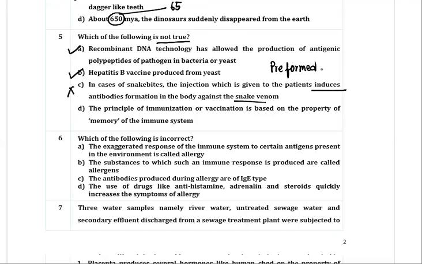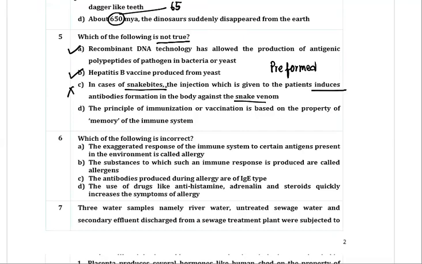If you remember, there was passive immunity and active immunity. So this is an example of passive immunity. We cannot wait for formation of the antibody inside the body in case of a snake bite. So a preformed dose is given. So this is the wrong one.